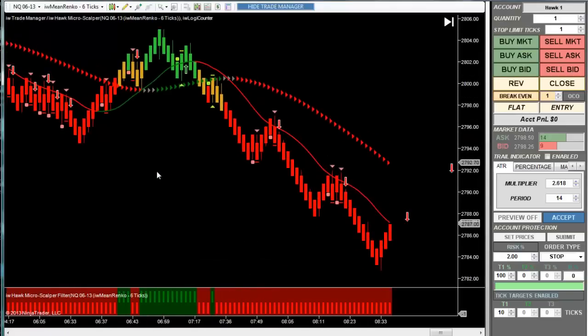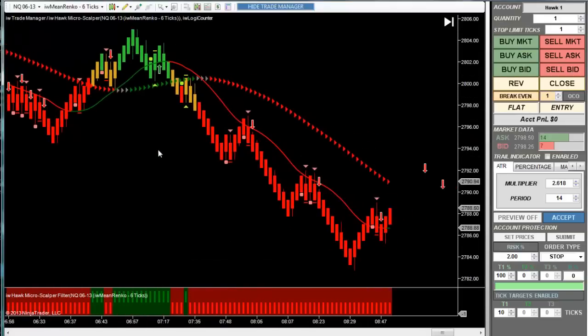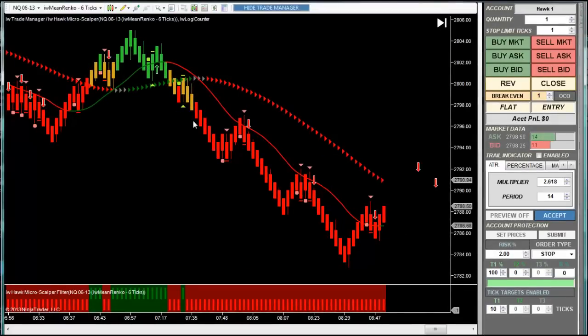Now, my definition for a trend is actually very simple. Because the mean Renko bars show me the price action this way, if I have the bars starting in the top left corner and going down to the bottom right corner, that is a market that is in a downtrend. So my definition of a trend is actually very simple. Because the mean Renko bars consolidate the price action for me, I can better see what price is actually doing.